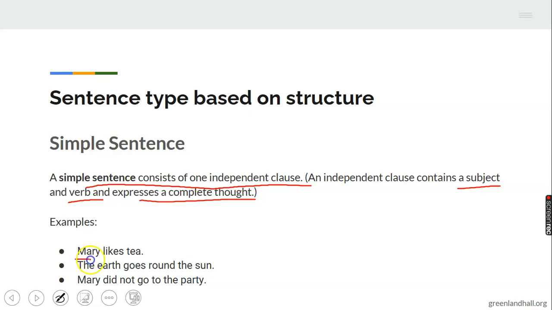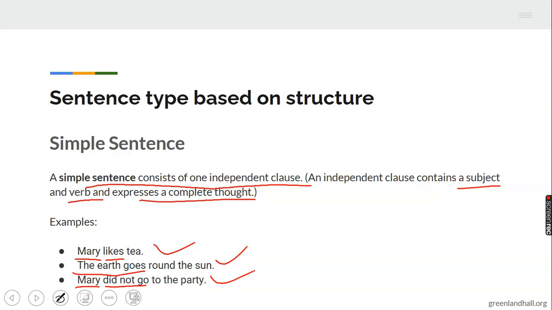And like I said, it must have just a subject and a verb. Like we have here, Mary, the subject, likes, the verb. Simple sentence. Simple and short. The earth, the subject, goes, the verb, and simple and short. Mary, the subject, did not go, the verb, and it's as simple and short as anything. This is a simple sentence.